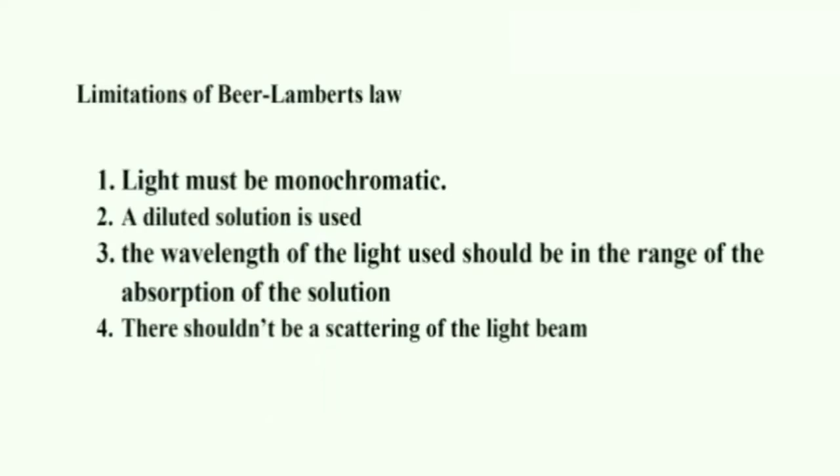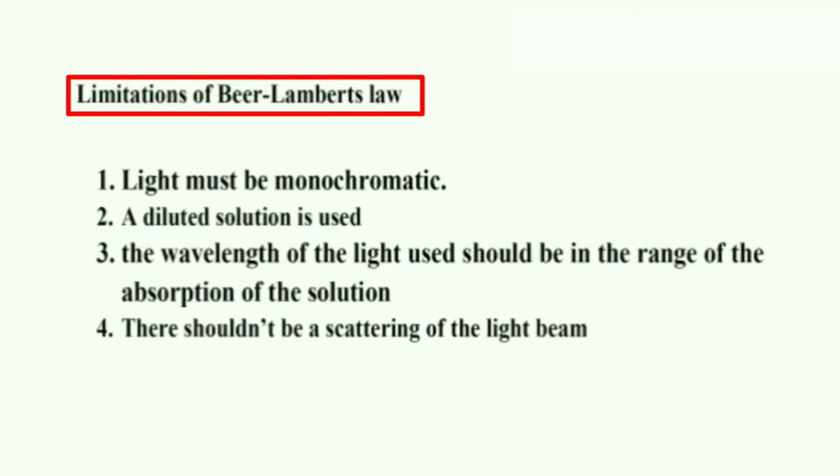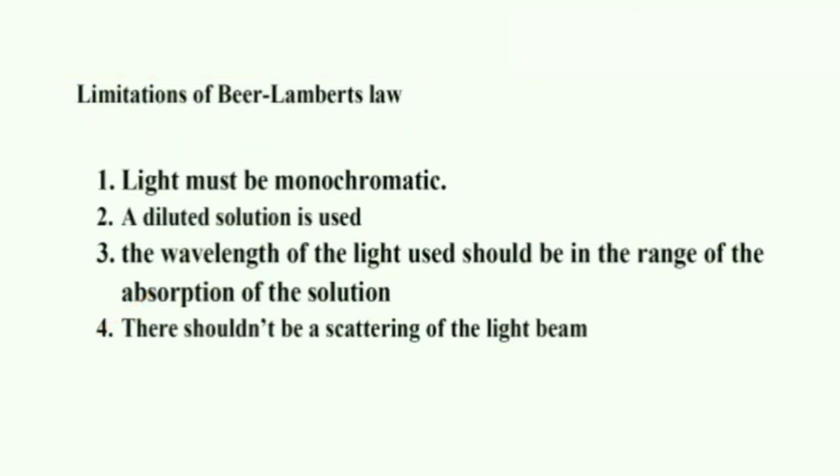Now, although this Beer-Lambert equation is very useful, there are still some limitations. Firstly, the light must be monochromatic. That means the light passed through the solution should have only one frequency, which is quite difficult to obtain. Secondly, a dilute solution is used. That means this equation does not hold good for concentrated solutions. Thirdly, the wavelength of the light used should be in the range of the absorption of the solution, and fourthly, there should not be any scattering of the light beam. So these are some limitations of the Beer-Lambert's law.